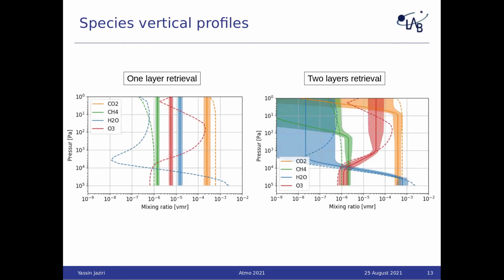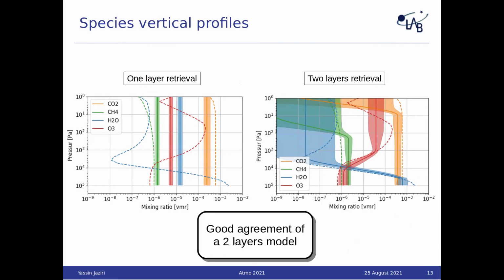And indeed, if we have a look at the solid lines, you have the retrieved profiles of the different species compared to the model in dashed line. And you can see that with the two-layer models, we get a good agreement of the retrieval. So that's for the retrieval part. And now if we want to have a look at the observability of this feature, because we saw that we have about one order of magnitude more ozone, is it detectable or not?